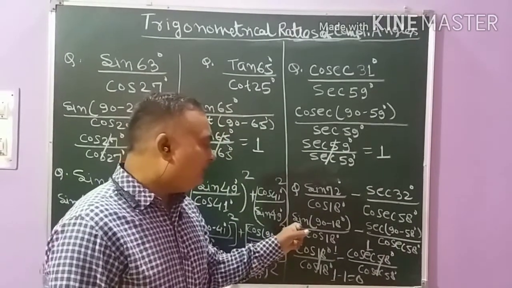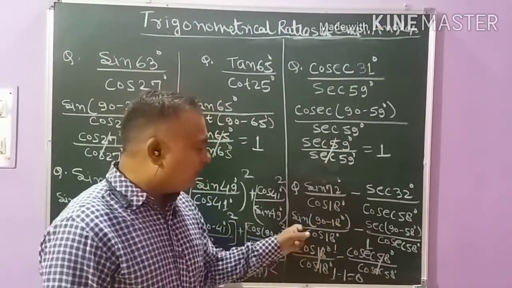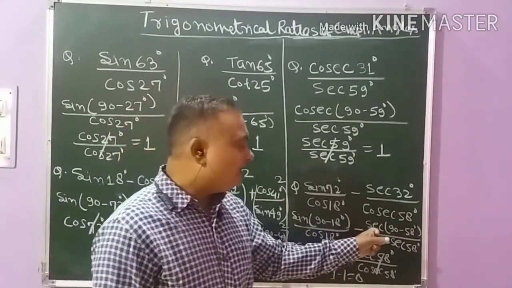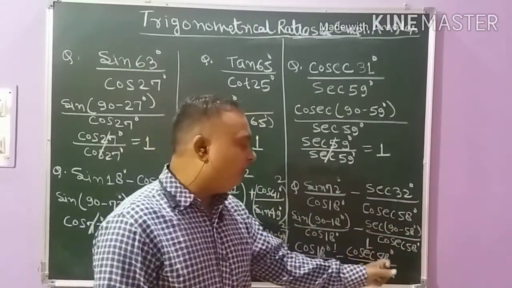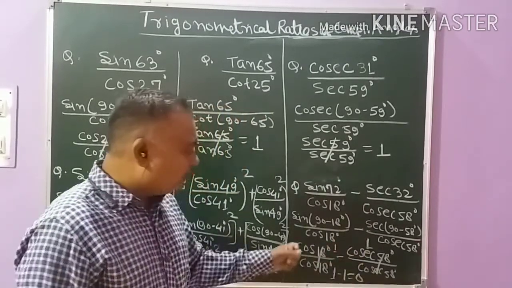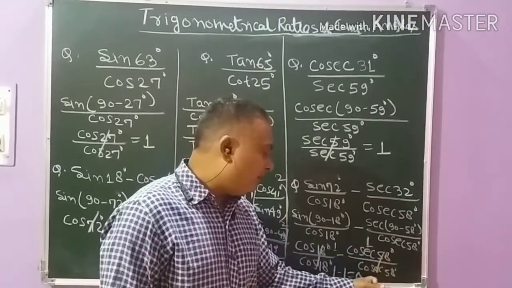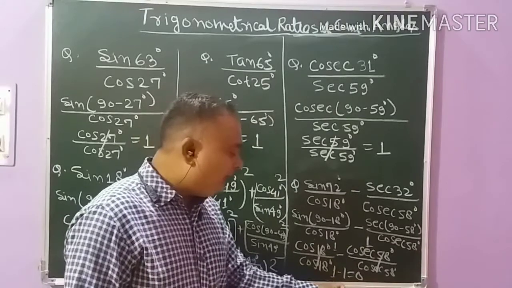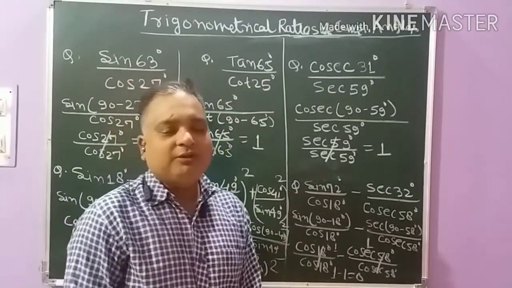So we know that sin(90 minus theta) is cos theta. So sin(90 minus 18 degrees) will be cos 18 degrees, and sec(90 minus 58 degrees) will be cosec 58 degrees. Now both the terms are the same as the denominator. Cos 18 upon cos 18, cosec 58 degrees upon cosec 58 degrees. Both cancel, so that will be 1 minus 1, and the answer is 0. Now we solve the next question.